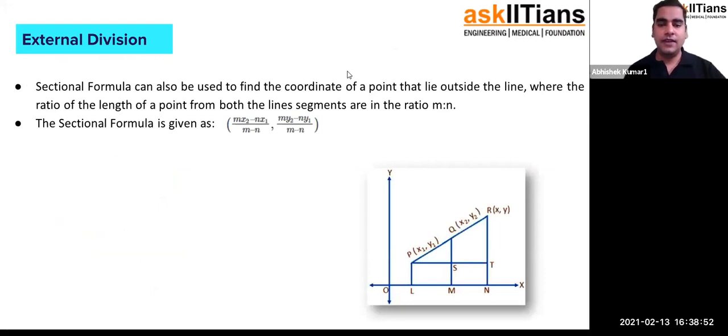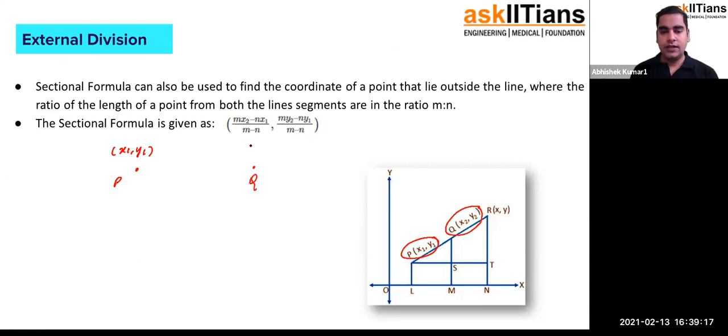Now, guys, we have the case of external division. I told you the meaning of external division. What's the meaning of external division? External division means you have a point P whose coordinates are x1 comma y1. You have a point Q whose coordinates are x2 y2. I'm drawing here as well. You have P and this point P has coordinate x1 y1. Then you have a point Q. This point Q has coordinate x2 y2.